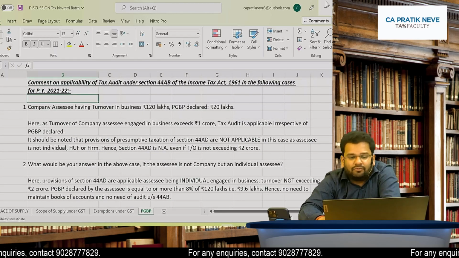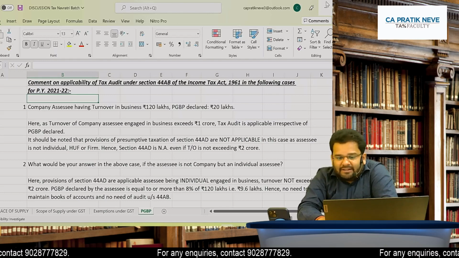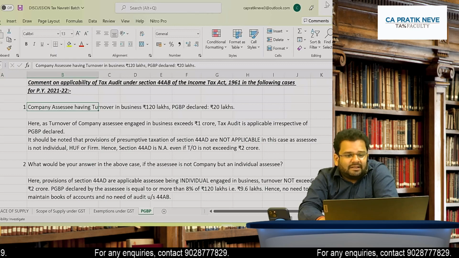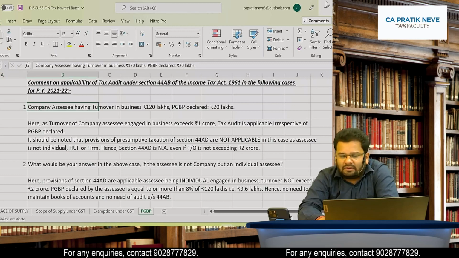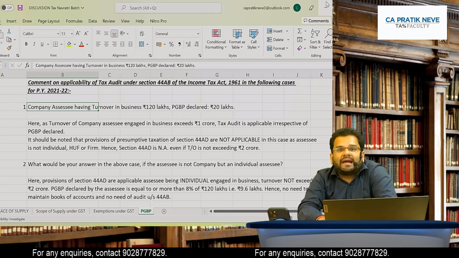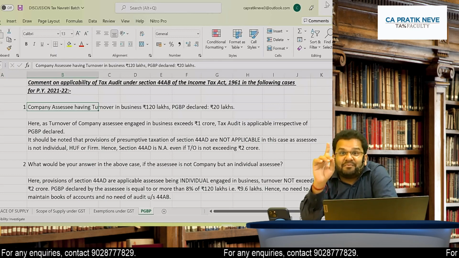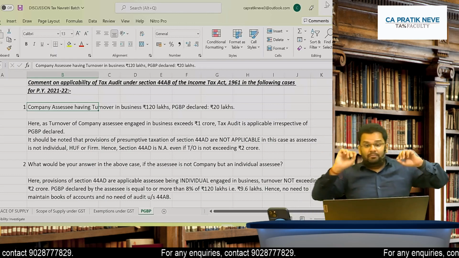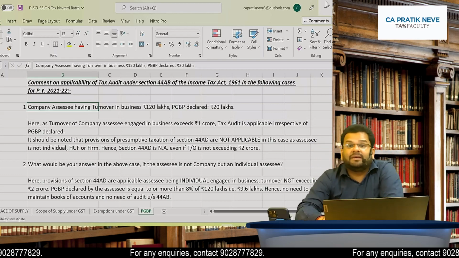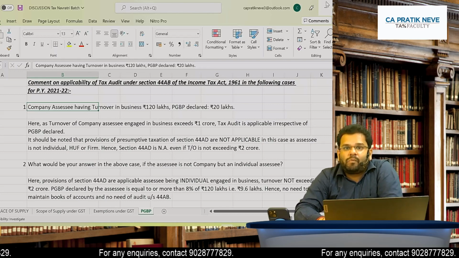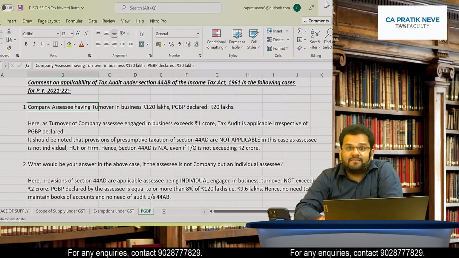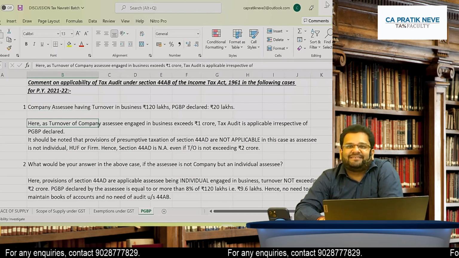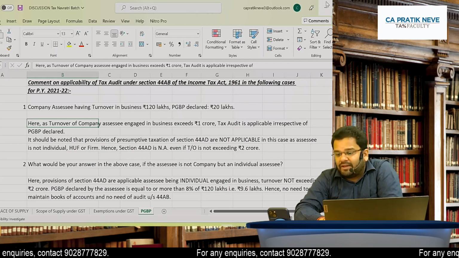Okay, wonderful. Answer these questions, your tax audit concept will get clear. Company SSE having turnover in business 120 lakhs. PGBP they declared is 20 lakhs. Is tax audit applicable? Answer is yes. Why? Because we are talking about company SSE. Yes, more than 1 CR.